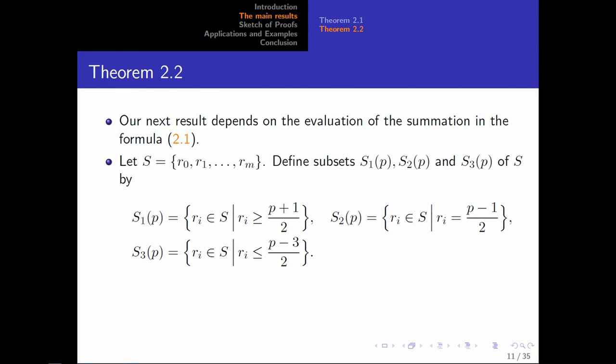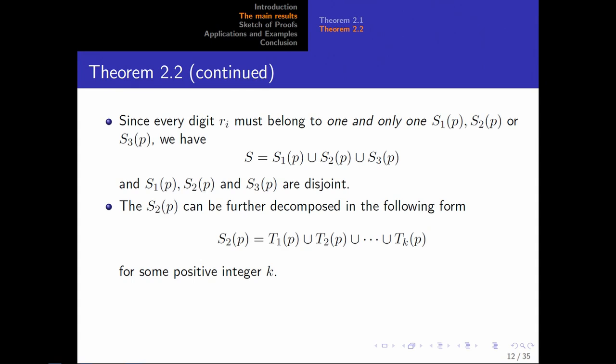The next part is theorem 2.2, and we classify all the digits into S1p, S2p, and S3p. And these digits Ri must belong to one and only one subset, and the 3 subsets are disjoint. Then we decompose S2p into disjoint subsets by classifying all the consecutive digits into new subsets Tp. Then S2p equals T1p union T2p to Tkp for some positive integer k.